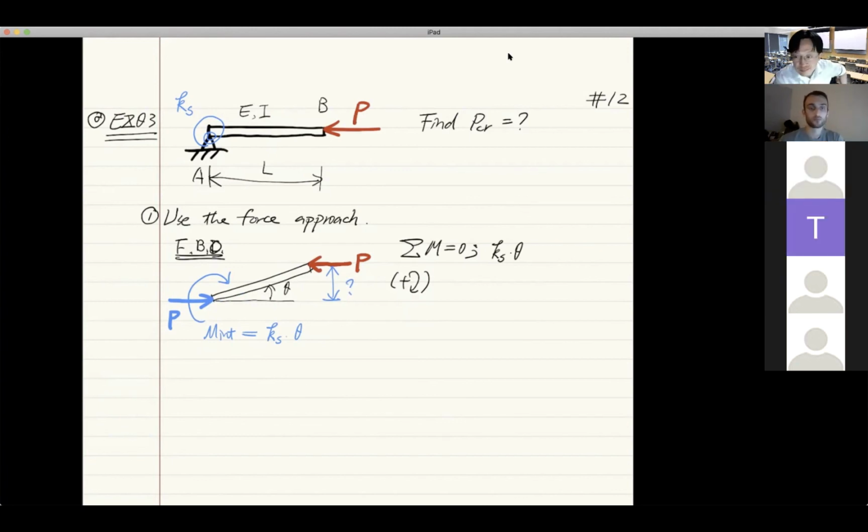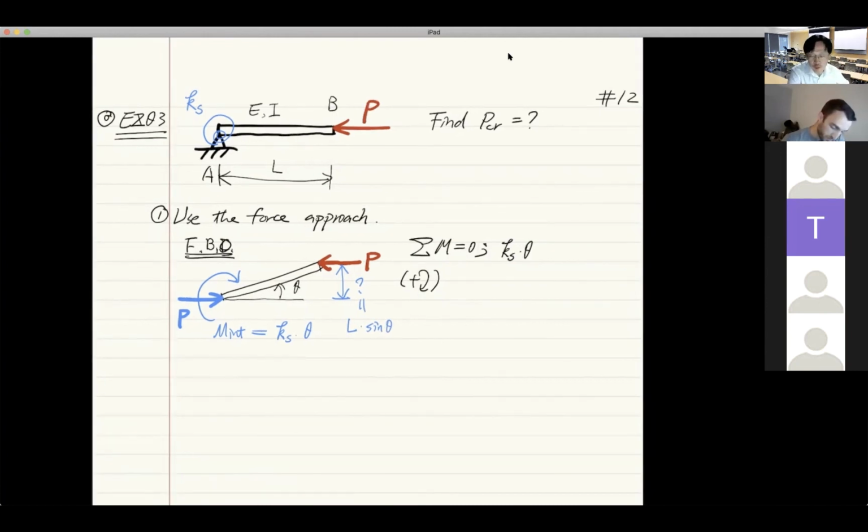Any suggestions? L times the sine of theta. Very good. This is L times sine theta. Correct? And what about the moment? Is the moment produced by P positive or negative? Negative, because we already defined that clockwise is the positive direction here, right?